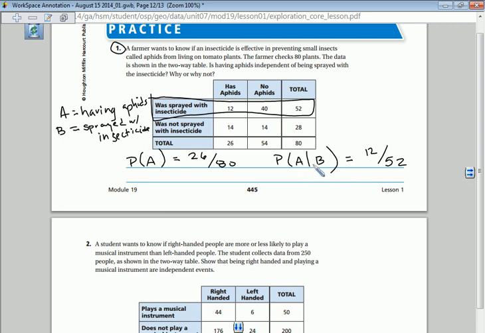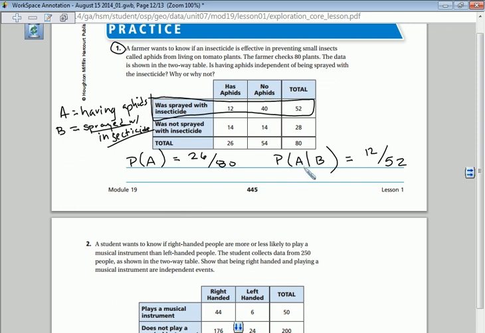So when it says A given B, we're only looking at the things that fall into that category. Okay, so don't worry about the second letter. You don't even worry about the rest of the table at all. Only the things that fall into the sprayed with insecticide category. That is the only, in this case, row, sometimes it's a column, that we're looking at.